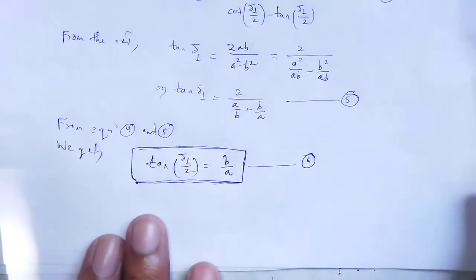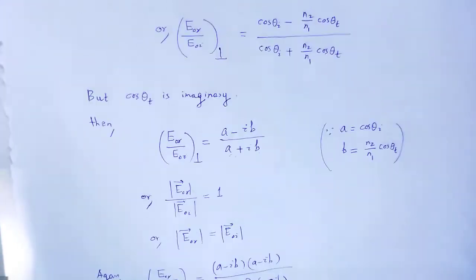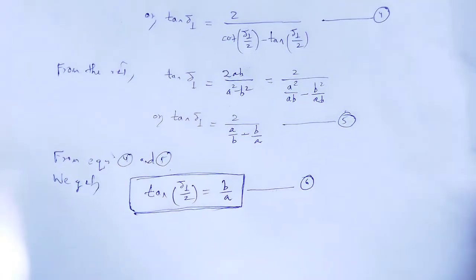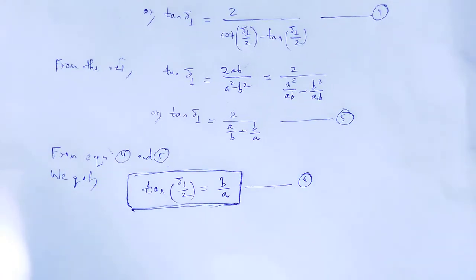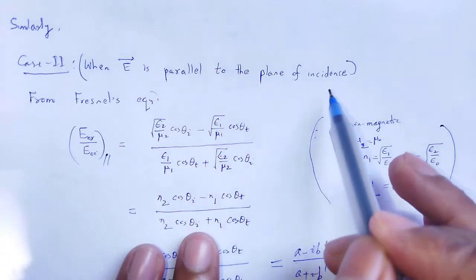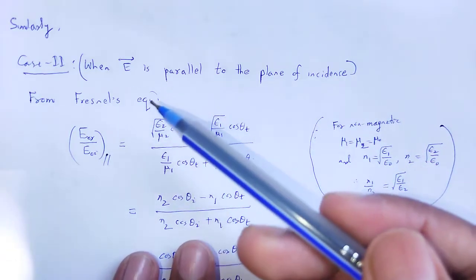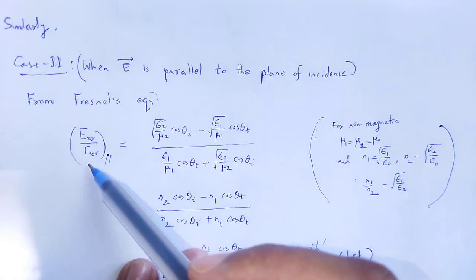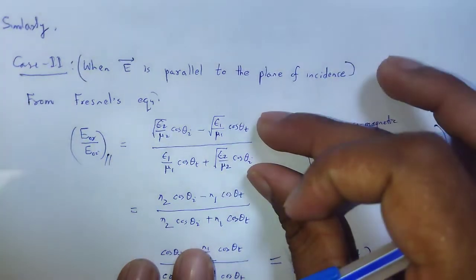When we obtain that one, by taking the consideration as E vector is perpendicular to the plane of incidence. Next one, when E vector is parallel to the plane of incidence, then what will be the phase? Similarly, in case number 2, when E vector is parallel to the plane of incidence, similarly from Fresnel's equation, E_R divided by E_I at parallel situation, that much.